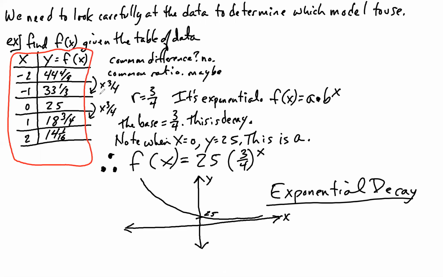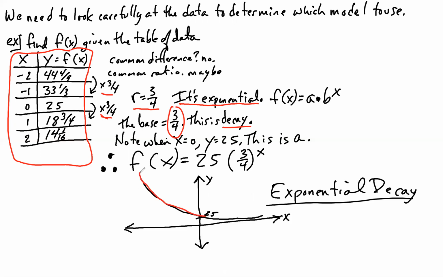And notice that every time I'm multiplying by 3/4, times 3/4, times 3/4. So my common ratio is 3/4, meaning once again, it's exponential. Now my common ratio, the base, is 3/4. We have a base that's less than 1. This is going to be exponential decay.